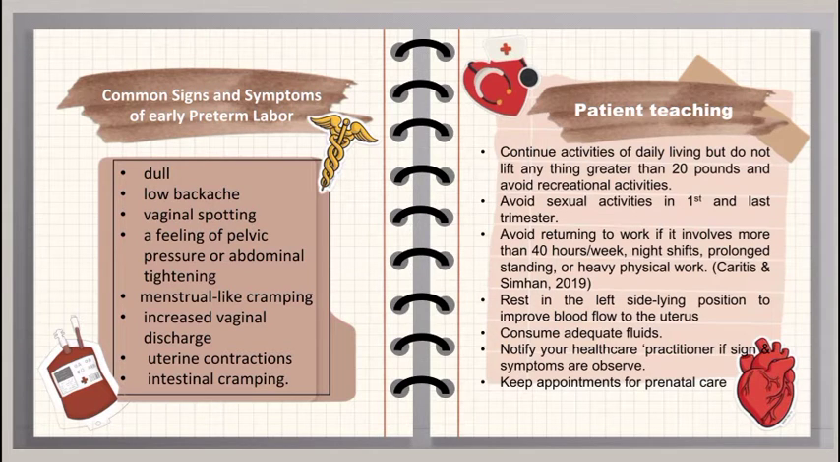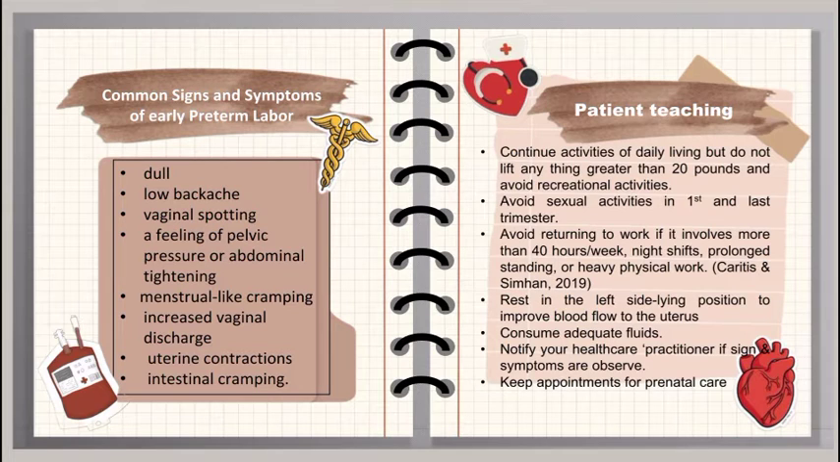So the third is to avoid returning to work if it involves more than 40 hours per week, night shift, prolonged standing, or heavy physical activities. The fourth is to rest in the left side-lying position to improve blood flow to the uterus. So if you are resting on your side, it is a helpful way to keep your uterus relaxed.